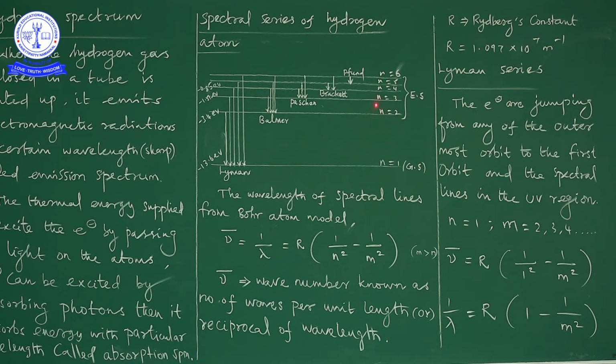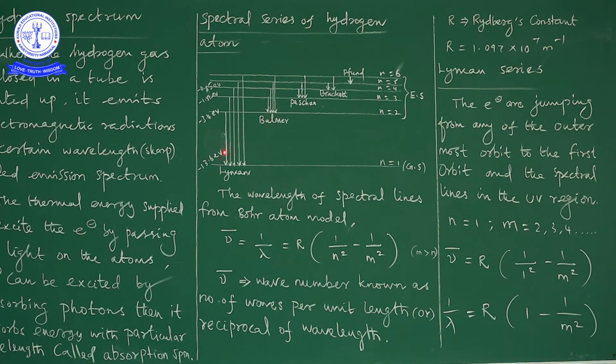Suppose while an electron is jumping from a higher energy state to a lower energy state, the spectral lines are produced. How is it possible? We will discuss one by one. Just look at the diagram.